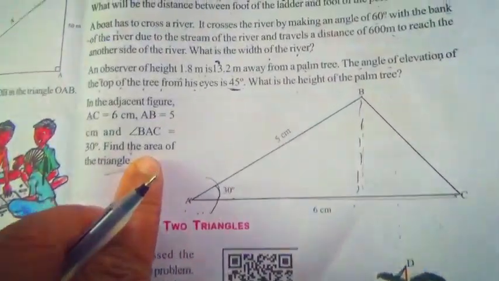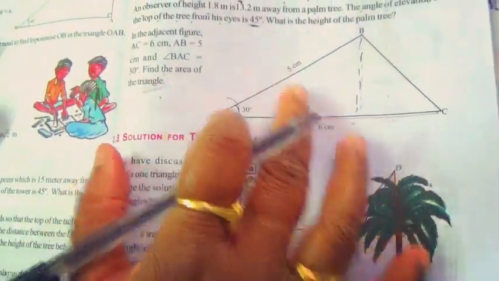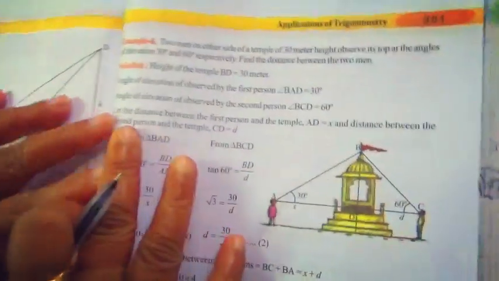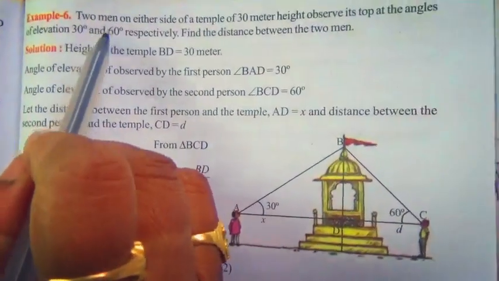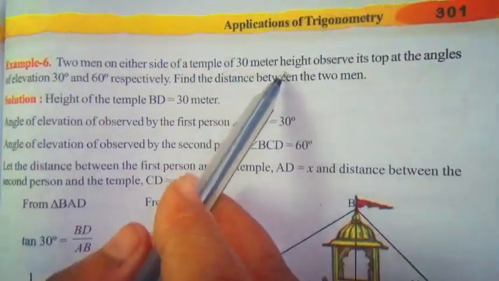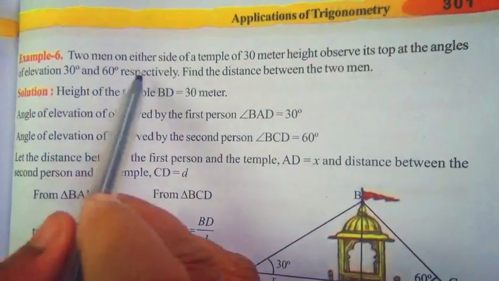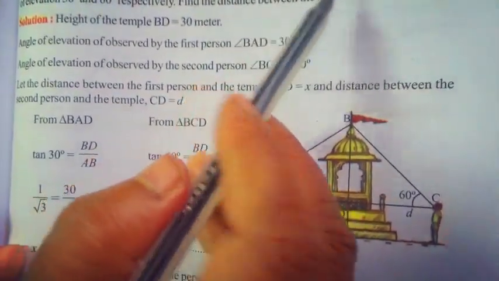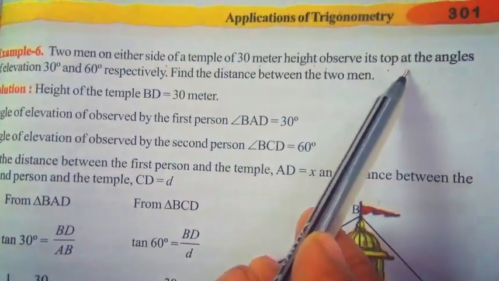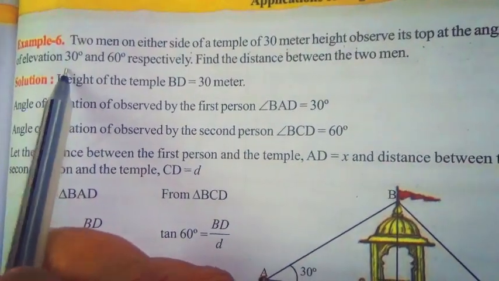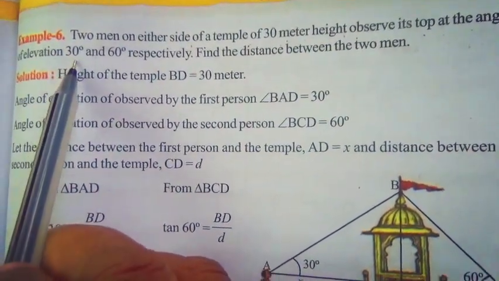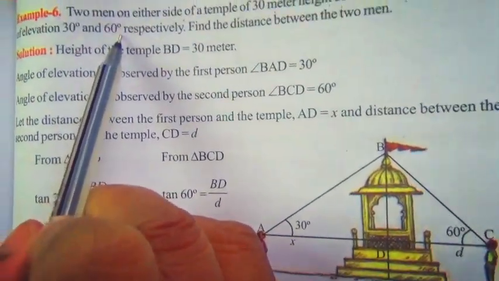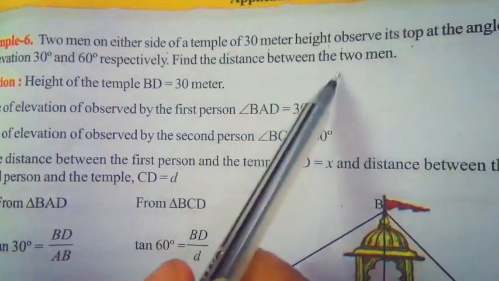Okay, here we finished this exercise. Next, by using these trigonometric ratios, we have some more sums, from example 6. Look at here, example 6. Two men on either side of a temple of 30 meters height observe its top at angles of elevation 30 degrees and 60 degrees. One person was observing the top of the temple at 30 degrees and the other person on the other side at 60 degrees. Find the distance between the two men.